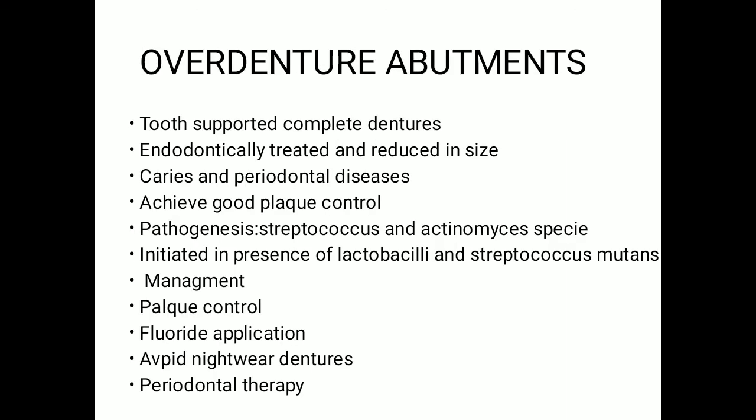Next one is overdenture abutments. The final one is direct sequelae. It is also a tooth supported complete denture. It is mainly indicated for endodontically treated teeth and those reduced in size. Factors are caries and periodontal disease. It achieves good plaque control. Pathogenesis of overdenture: Streptococcus and Actinomyces. It is mainly initiated by the presence of Lactobacilli and Streptococcus mutans. Management of overdenture abutments: plaque control, fluoride application, avoiding night wear of dentures, and periodontal therapy.